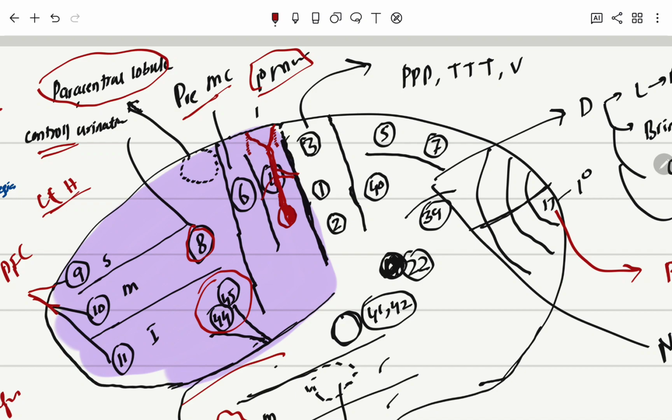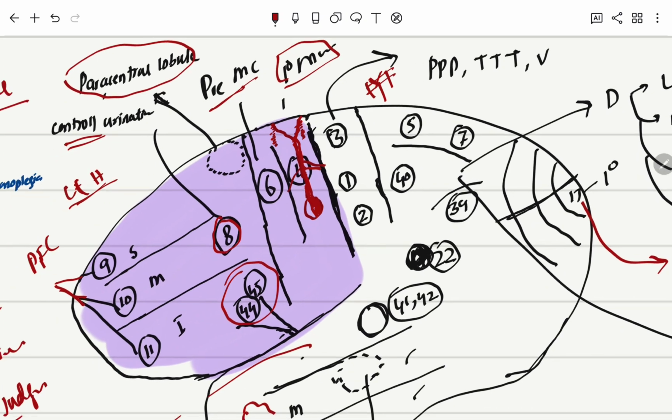So I have drawn a homunculus here. These dotted lines are not a sign of anything, this is not that sign. Basically these legs are dangling on the medial aspect, right? So in the homunculus, we have the legs on the medial aspect. These are supplied by the anterior cerebral artery.